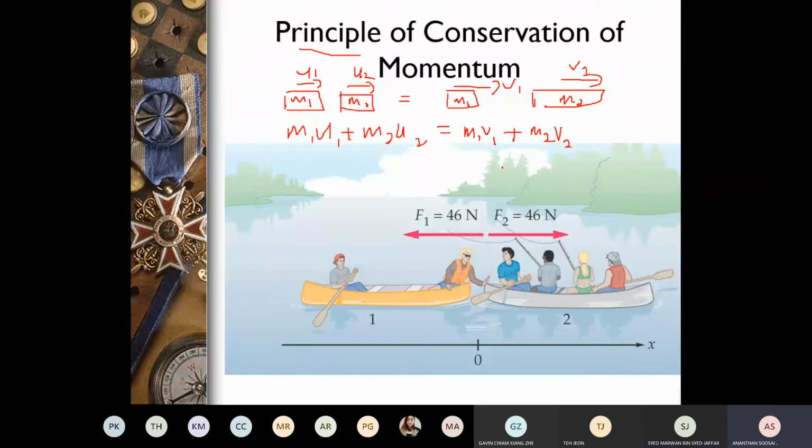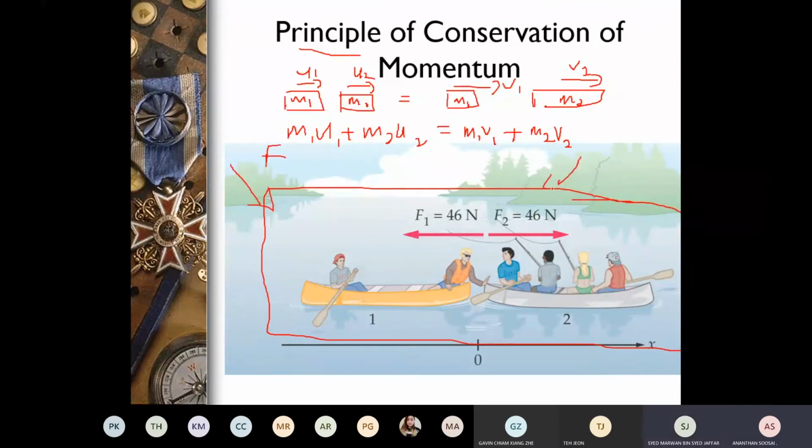That is the principle of conservation of momentum. For this momentum to be conserved, the system must be a closed system. Closed system means that you should not have any other force from outside interacting with that system. Then we call it a closed system. In a closed system, the principle of conservation of momentum applies.